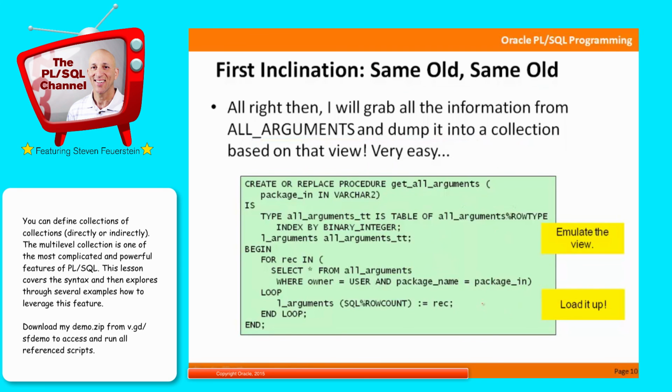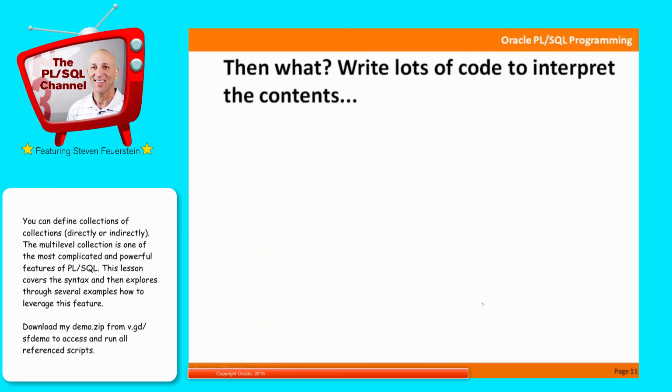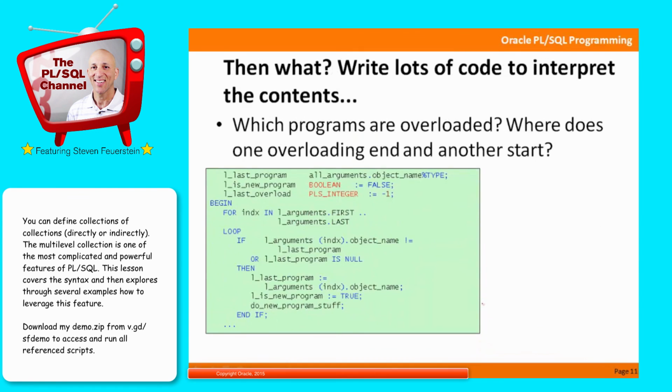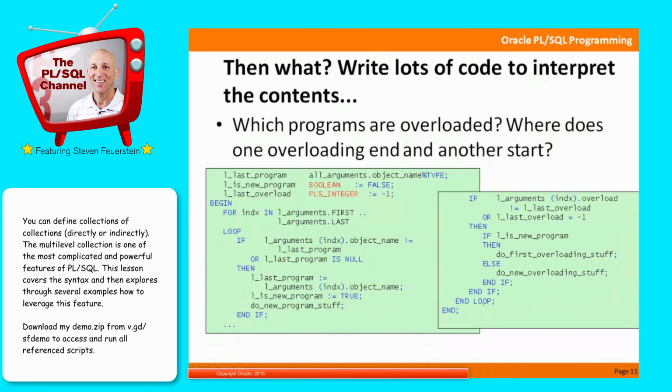So I did that. And then I needed to start writing code. And what I found myself doing was writing lots and lots of really cumbersome, awkward, complicated code. For example, the all arguments data dictionary view, like I said, has denormalized data in it. So it has all the arguments for all the programs in all my packages in one view. Well, I need to pull out all the arguments for a given program. So what I found myself doing was writing loops through my big array and asking, well, if the current object is not the same as my last object name, then my program name is changed. Therefore, I need to start up a new analysis.